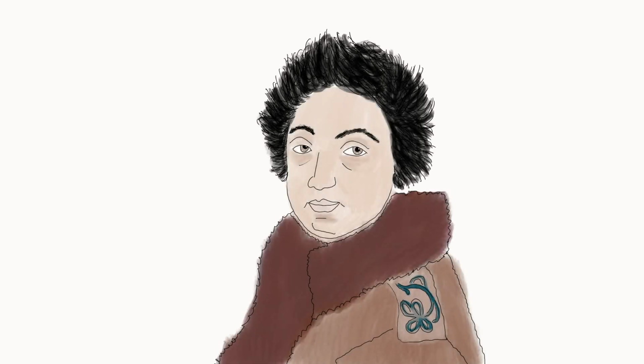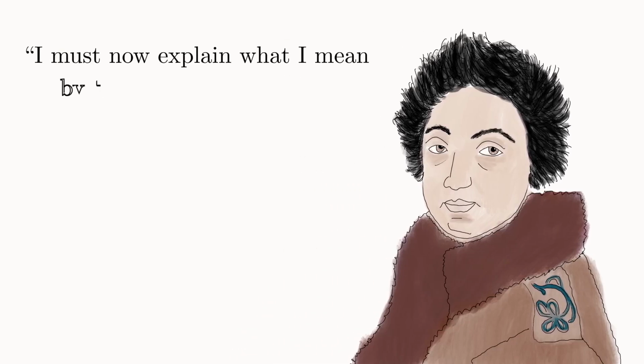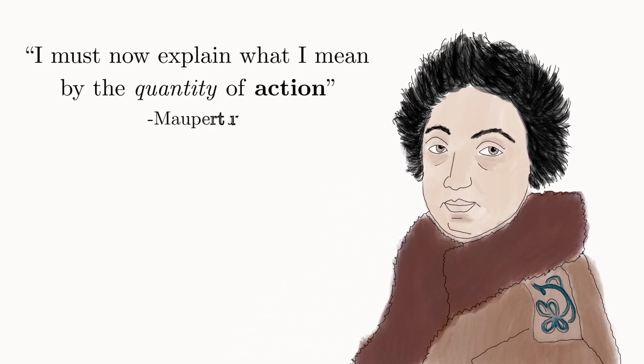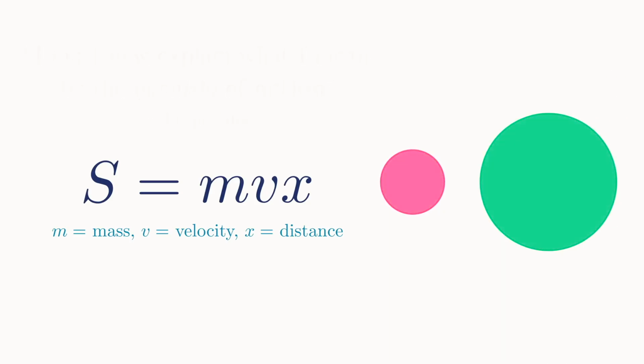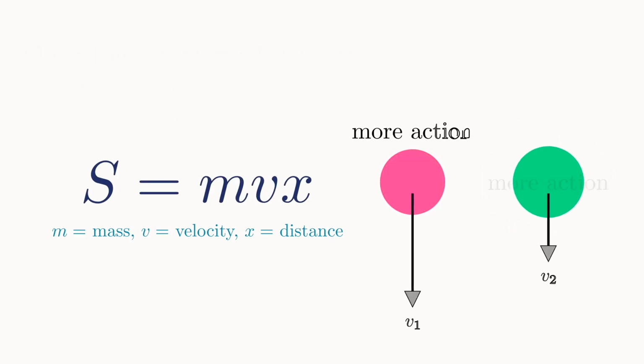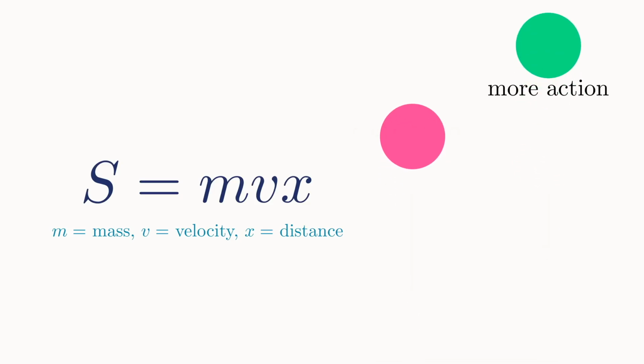The action was originally defined in 1744 by the French mathematician Pierre-Louis Maupertuis. Motivated by a desire to unify optics and mechanics under a single principle, he defined the action of an object as the mass times the velocity times the distance traveled. Although it's admittedly quite an abstract concept, you can intuitively see that, all other things being equal, an object with more mass has more action, and similarly, an object that moves faster or farther has more action.